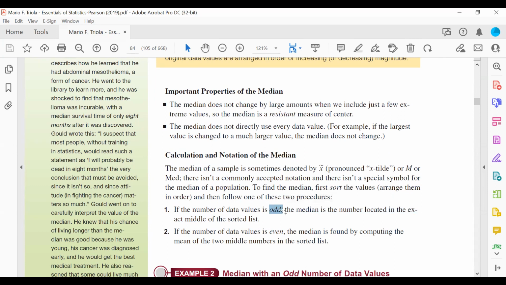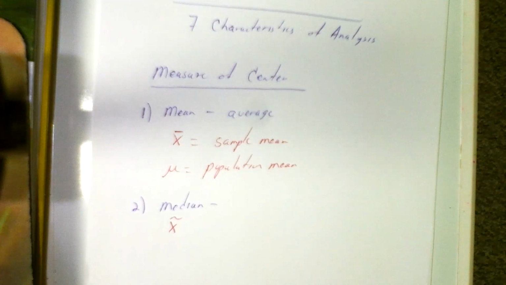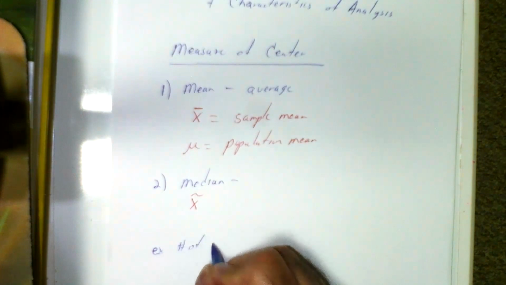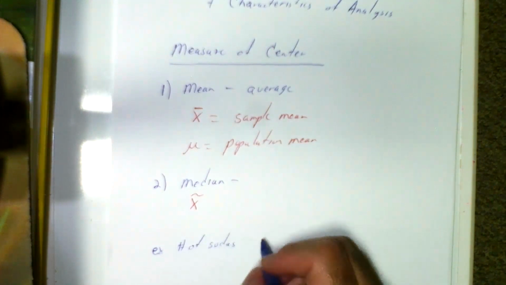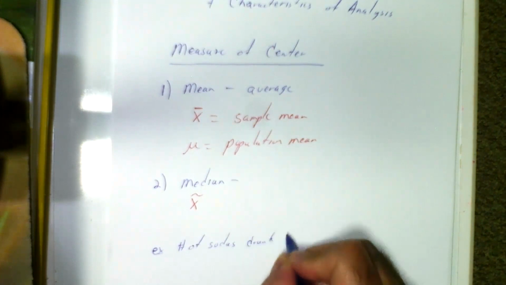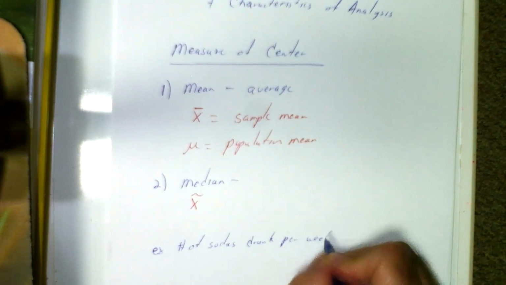So let me give you an example of a problem that asks you to find the median. So let me write down the notation, and then we'll do an example. So let's suppose that I asked students, how many sodas do they consume per week, right? And so here's the list. Number of sodas drank per week. And I put them in order, right?